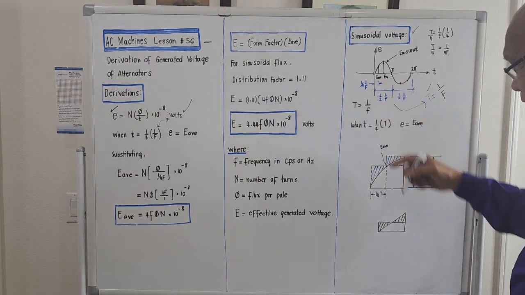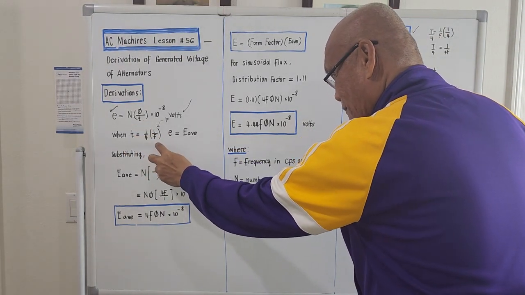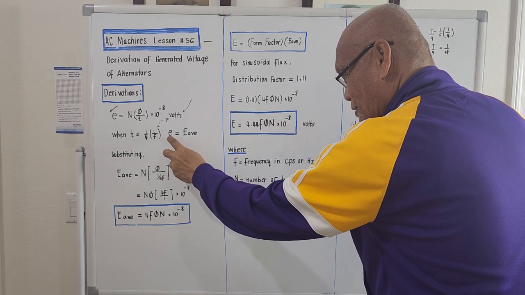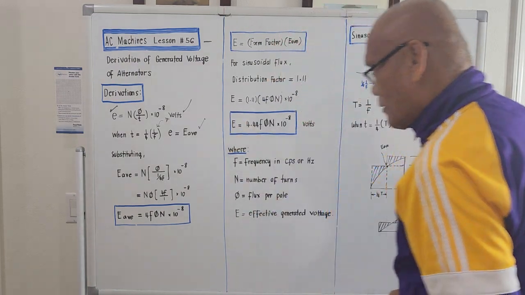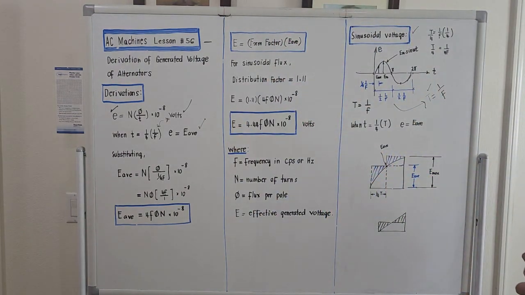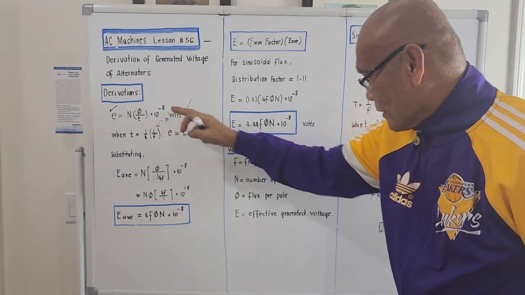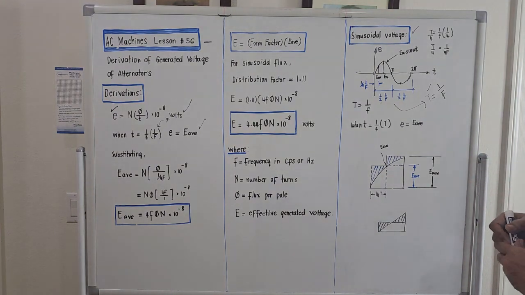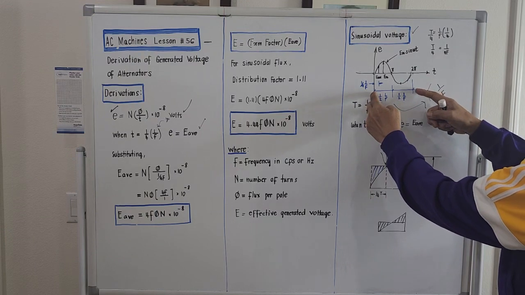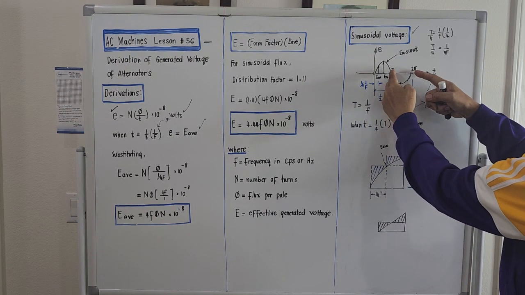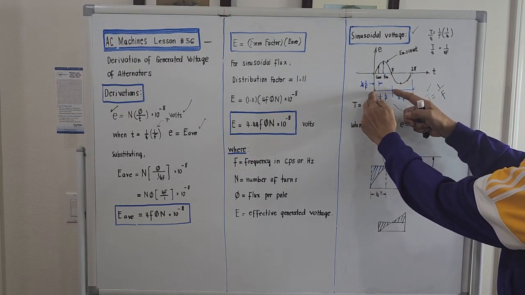And here, I place it there: when time t is 1/4 of the total time, the instantaneous voltage is equivalent to E average. Let's imagine that E is equal to E average when time t is equal to 1/4 of 1 over f. It is something like this. The total time for one cycle is 1 over f, so this portion here should be 1/2 f. The other half portion will be 1/2 f, right?